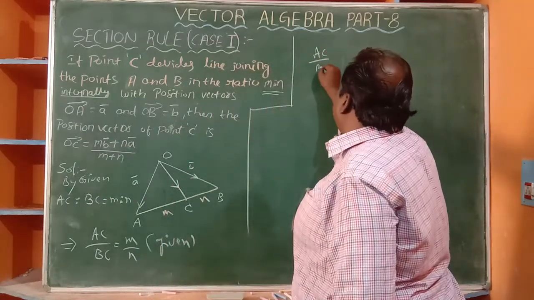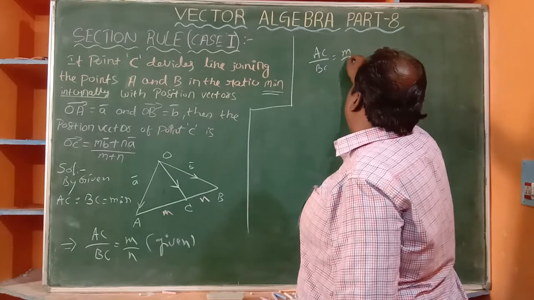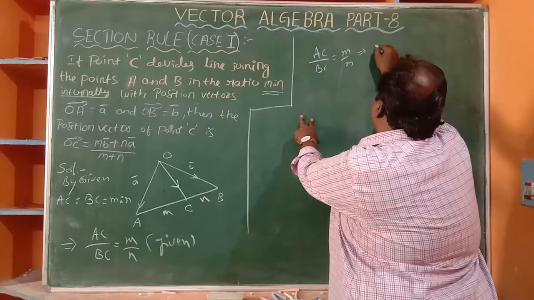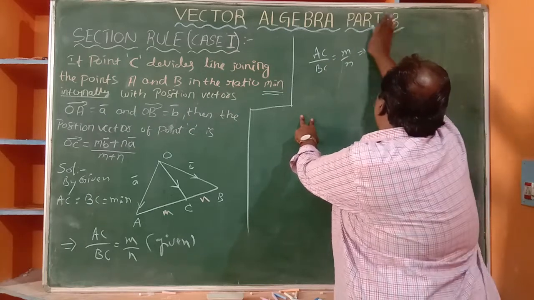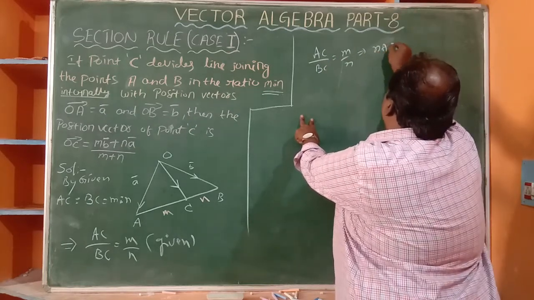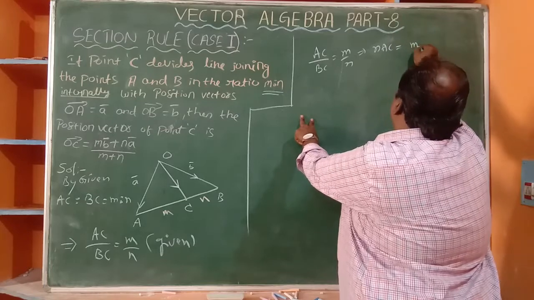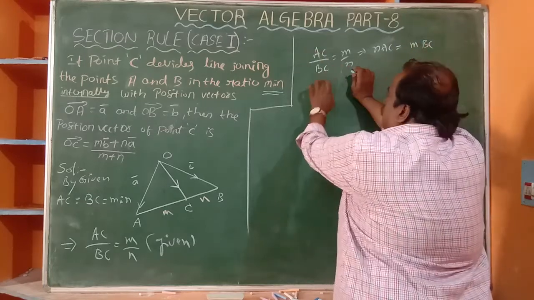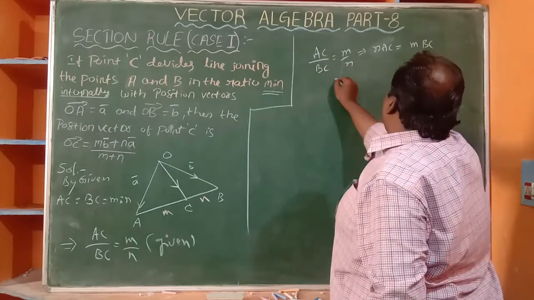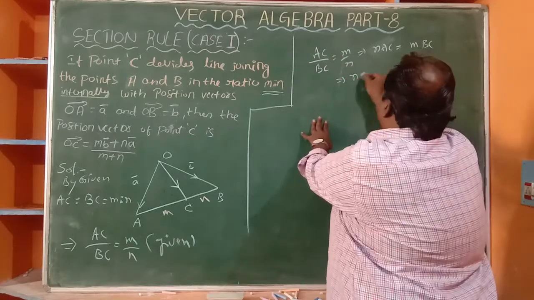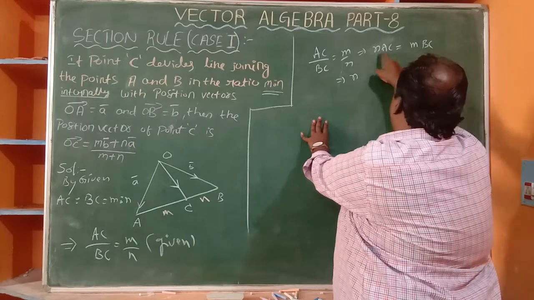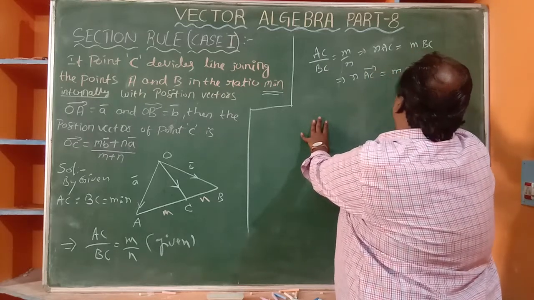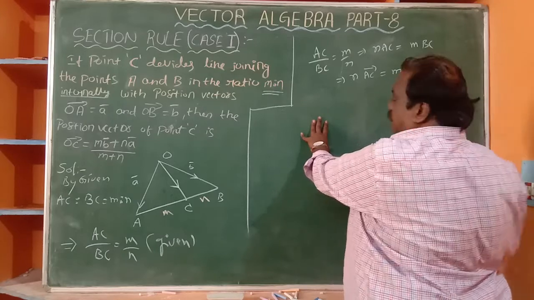AC by BC is equal to M by N. Once again I am writing here. It is nothing but N AC is equal to M BC. Now, cross multiplication. And this N is a multiple, M is a multiple, scalars. I am taking AC bar and M BC bar.